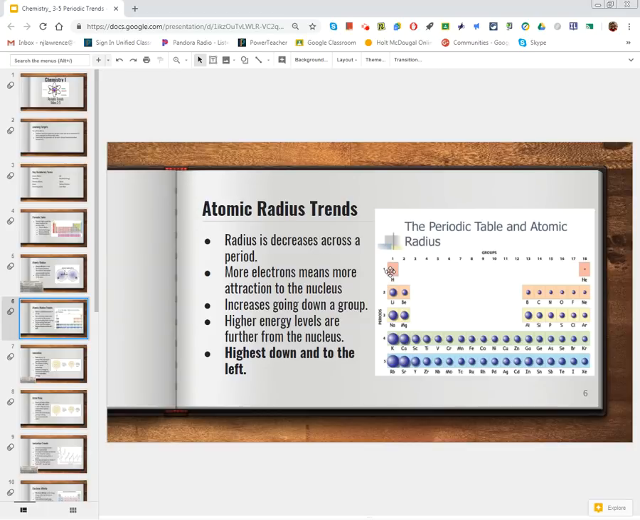Now, the next thing to think about is how does a radius behave when it goes across a period, when I go from left to right? Well, you would think, with the same logic we used before, that if I went from 1 electron in hydrogen to 2 electrons in helium, the atomic radius would get bigger. You would think the atom would get bigger because there's more electrons. And that's actually what we do not see.